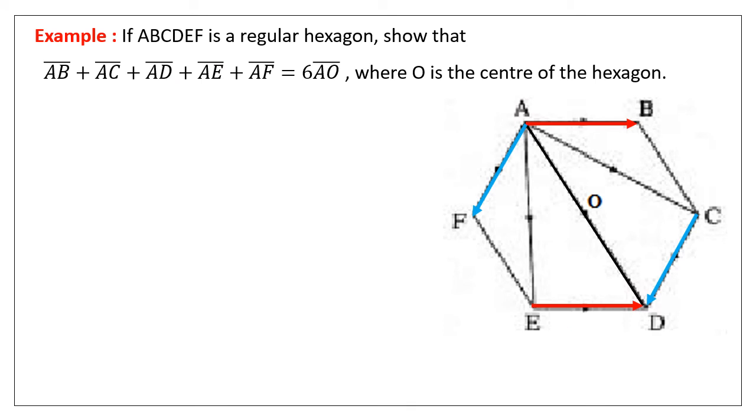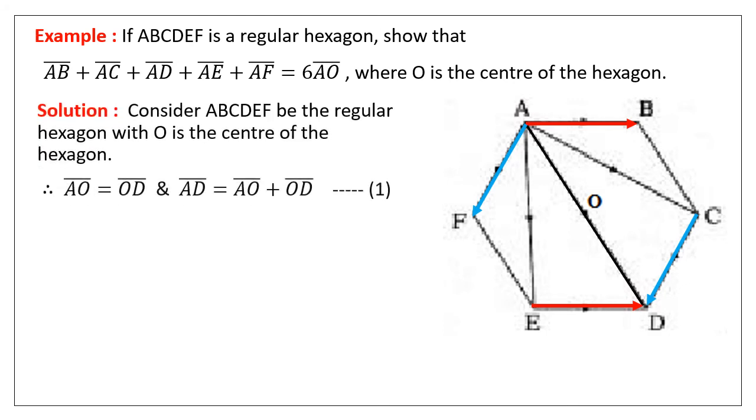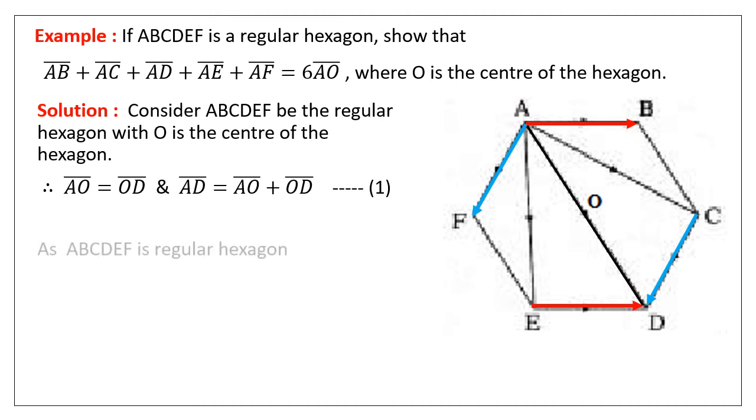Example, if ABCDEF is a regular hexagon, then show that AB bar plus AC bar plus AD bar plus AE bar plus AF bar equals 6 times AO bar, where O is the center of the hexagon. See diagram students. Consider ABCDEF to be the regular hexagon with O as its center.